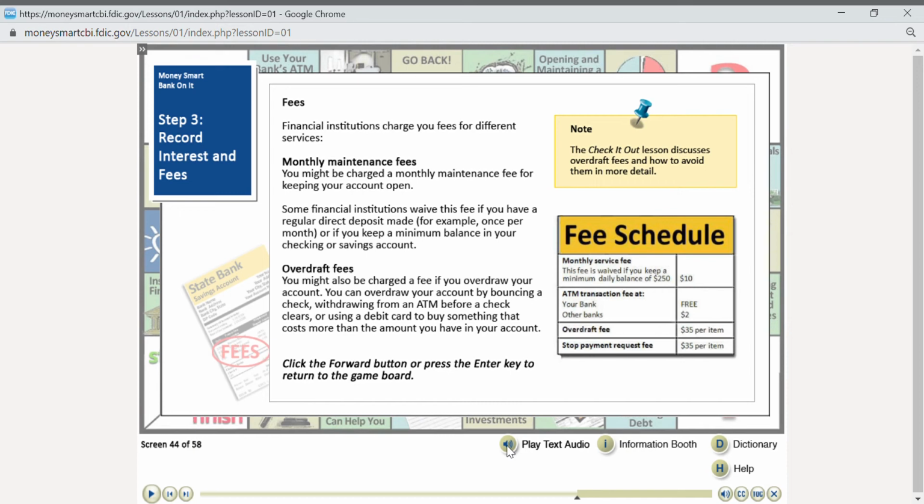Fees. Financial institutions charge you fees for different services. Monthly maintenance fees. You might be charged a monthly maintenance fee for keeping your account open. Some financial institutions waive this fee if you have a regular direct deposit made, for example, once per month, or if you keep a minimum balance in your checking or savings account.